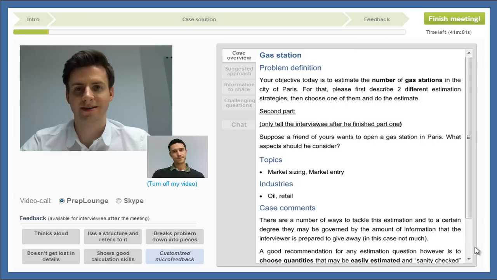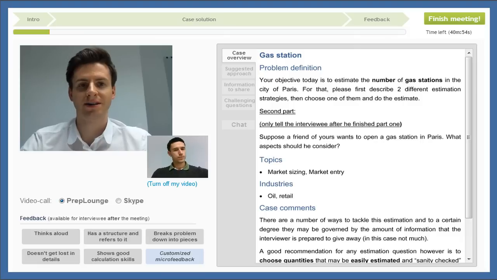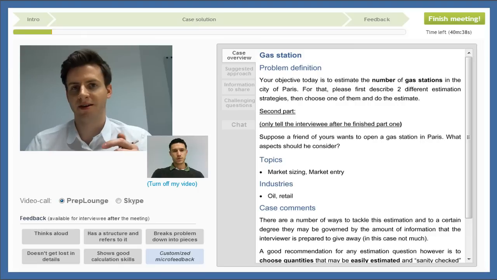Well, that's interesting. Okay, now just to make sure I understood the question, we're looking for the market size of a gas station in Paris and Paris only. And additionally, we need two approaches, correct? Correct, yeah. Okay, and what number regarding market size are we looking for exactly? A specific volume in euro, let's say for the revenue of gas stations, or something else?